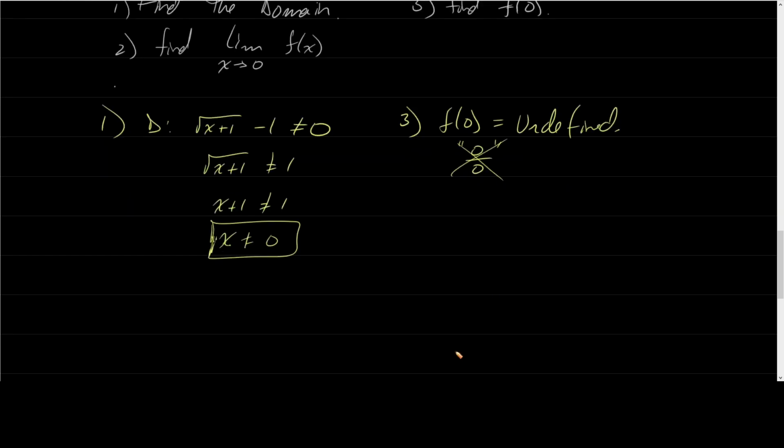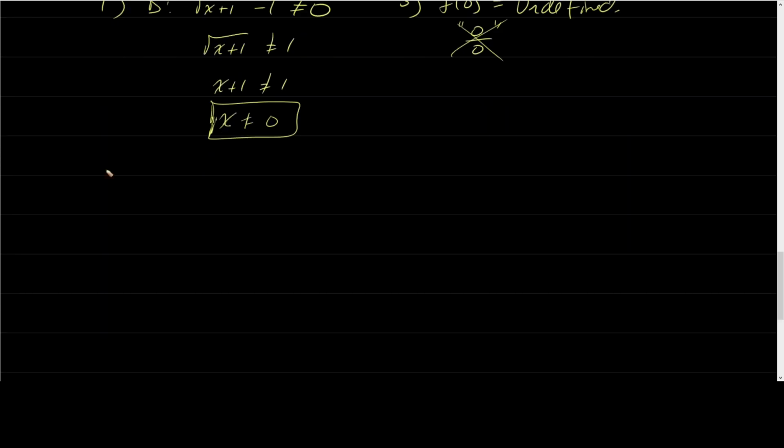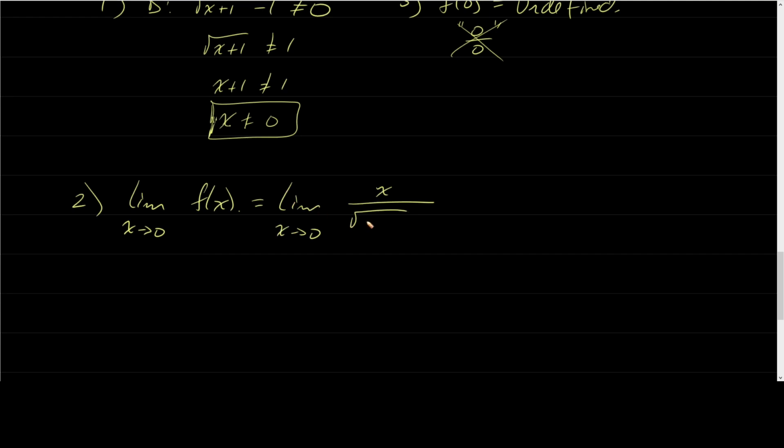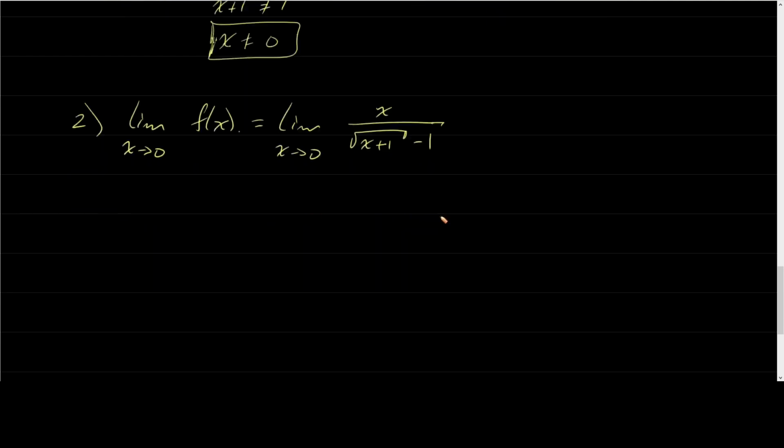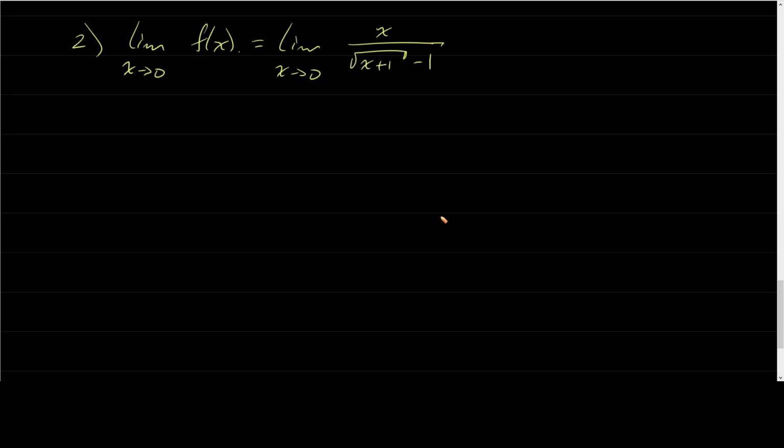So now let's talk about question number 2. Finding the limit as x approaches 0 of f of x. So this is going to be the limit as x approaches 0 of x over the square root of x plus 1 minus 1. All right, so in here, let's think about what it means to approach 0.